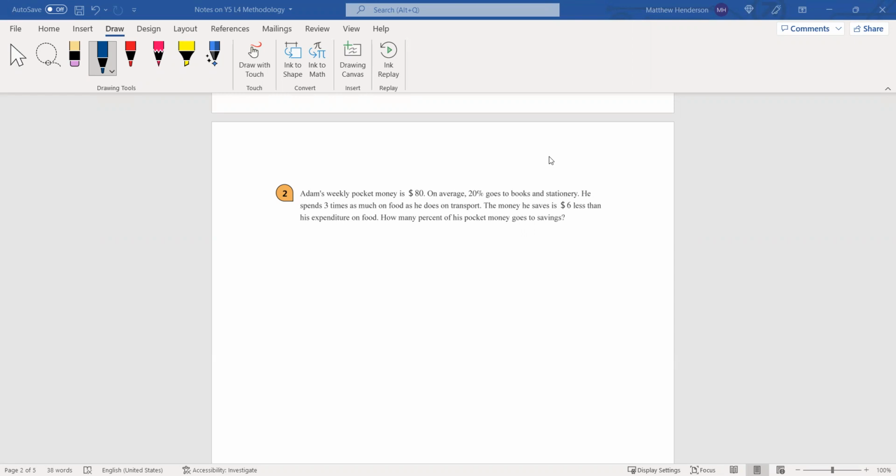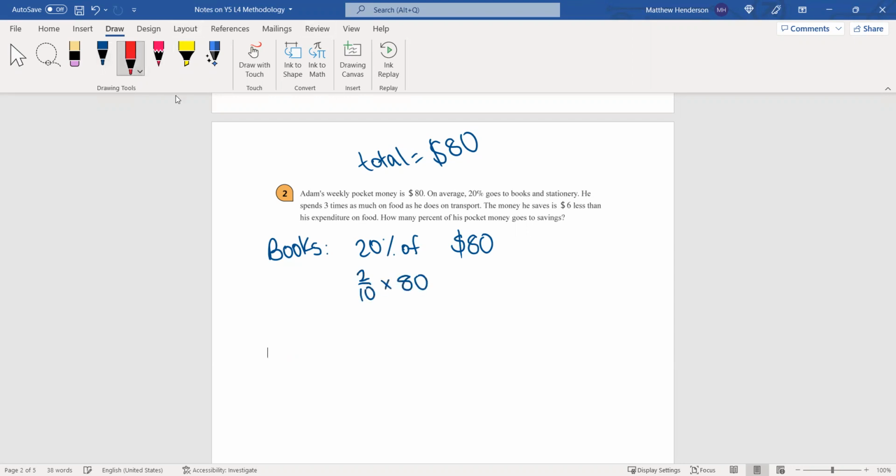So we know that the total is going to be equal to $80. We know that he spends 20% on books and stationery, so we can work that out. Books and stationery is going to represent 20% of $80. So 20%, which is the equivalent of 2/10, times 80. I didn't simplify that fraction because it's going to make it easier to simplify here. And 2 times 8 gives me $16.